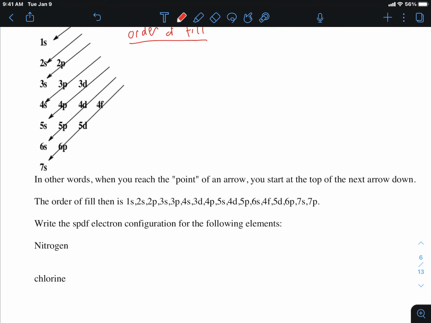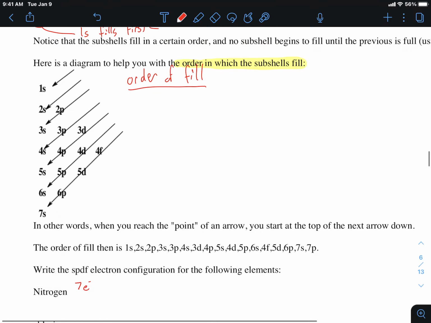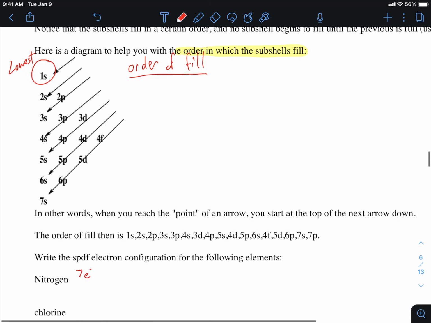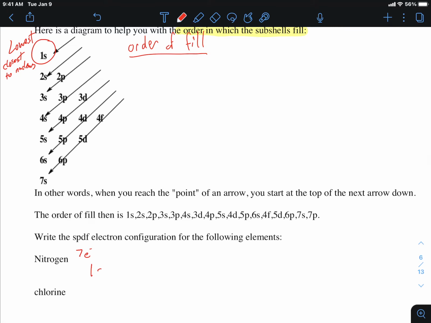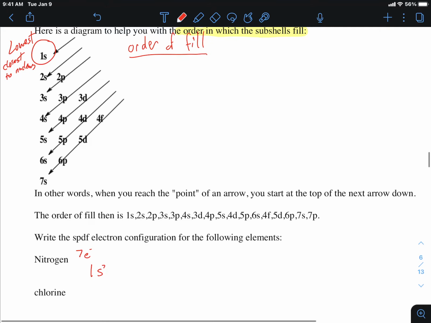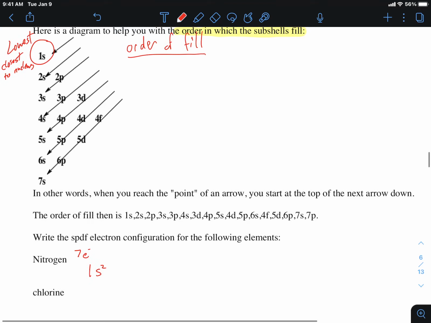Nitrogen. Nitrogen has 7 electrons. Aufbau principle states that you always start with the lowest, and the lowest is right here. Even though it's at the top of the diagram, energy-wise, it's the lowest. All right, lowest means closest to the nucleus. Okay, so 1s, and s's hold 2. What comes next? Follow the diagram.